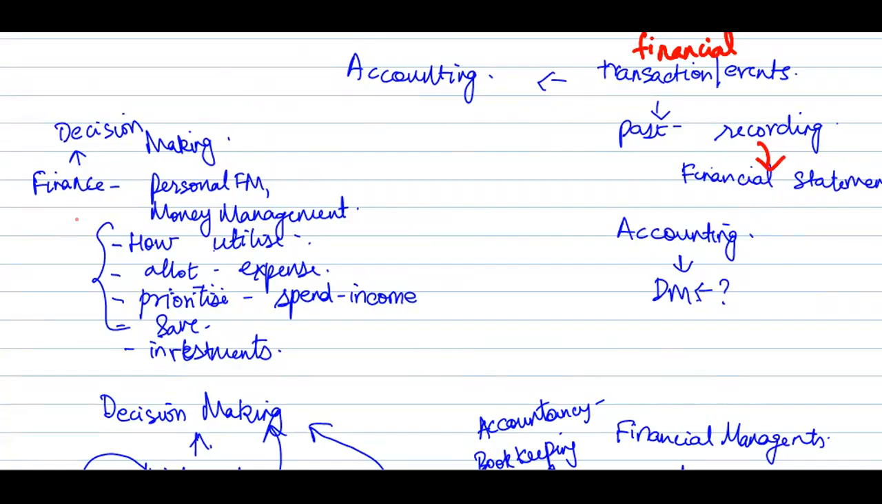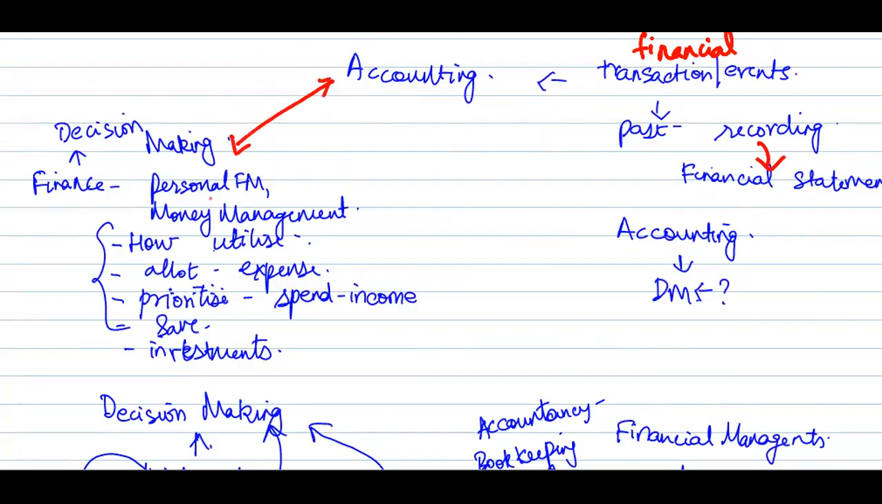But there is another part. Where is accountancy in the entire domain of finance? Where do we see accounting? Accounting is just a part of the entire gamut of finance. But what is finance? How is accounting different from finance?